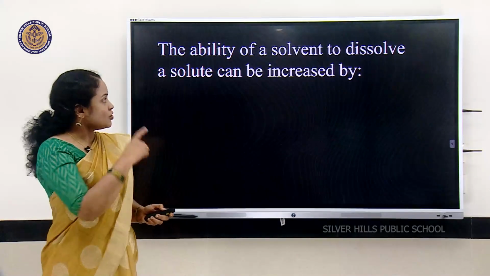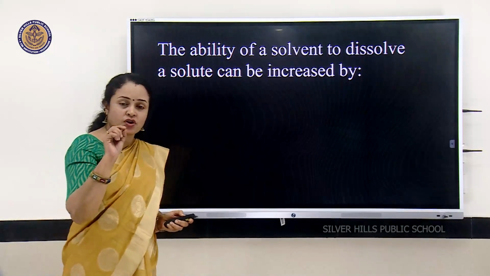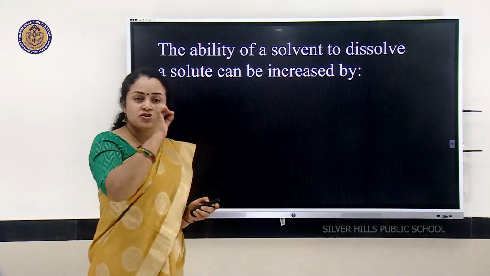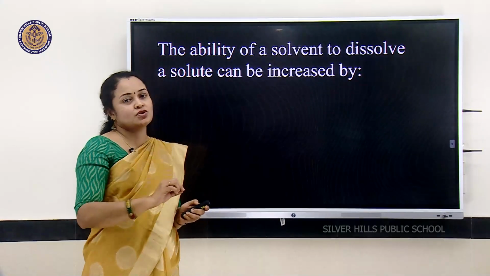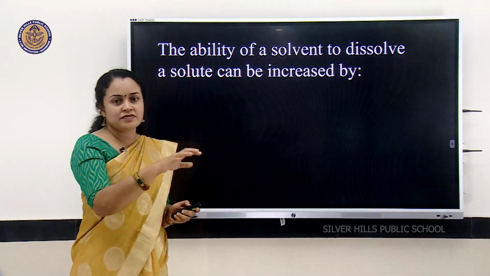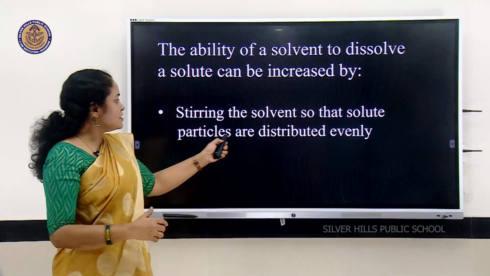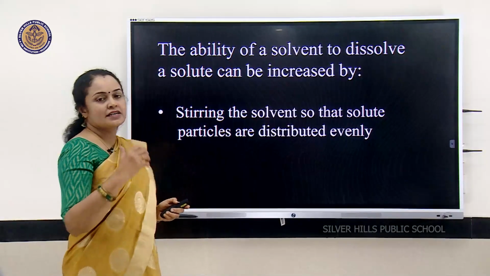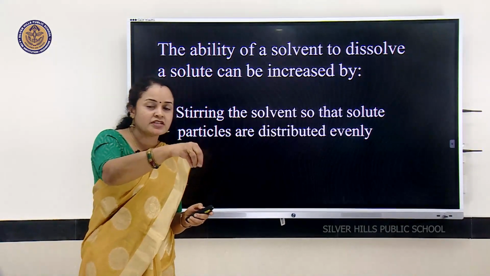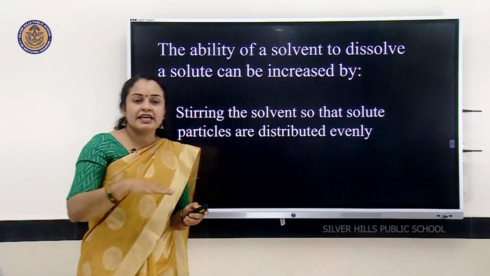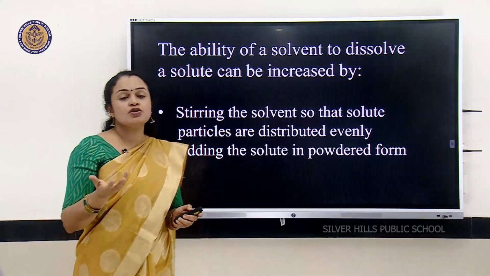Now let us see how the ability of a solute to dissolve in a solvent can be increased. The first way is by stirring the solvent so that the solute particles are distributed evenly. When you stir, the solute particles which you put in the solvent will be distributed evenly so that it dissolves faster. The next is by adding the solute in powdered form.